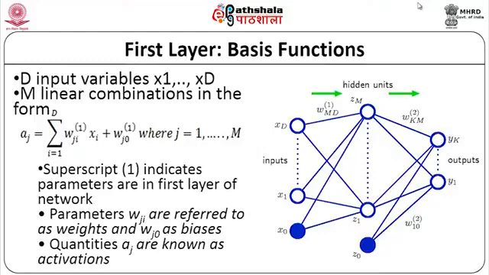So, let me just repeat this. Suppose you have d input variables, they can combine in m different ways. So, this is the equation for activation. Activation aj is equal to the sum over i equal to 1 to d, because there are d input variables, of wji of 1 xi, where the 1 indicates the first layer, the hidden layer, plus wj0 of 1, which indicates a bias for the first layer of the network, and j is equal to 1 to m, because you have m combinations. So, this is the first layer with the basis functions.